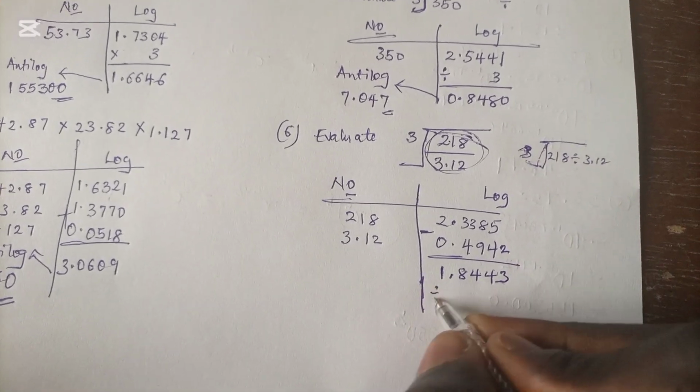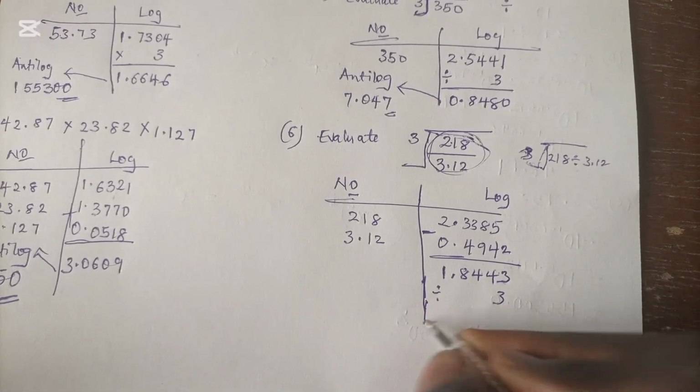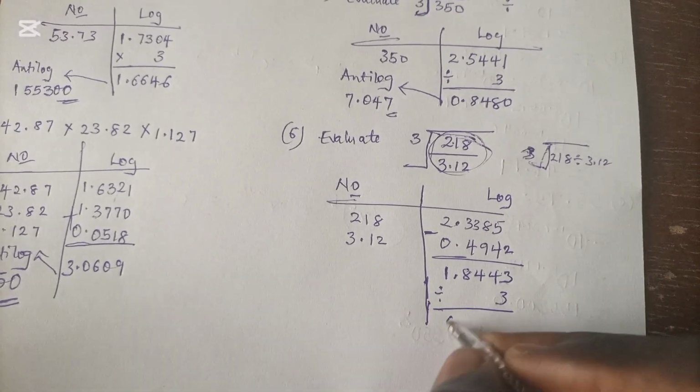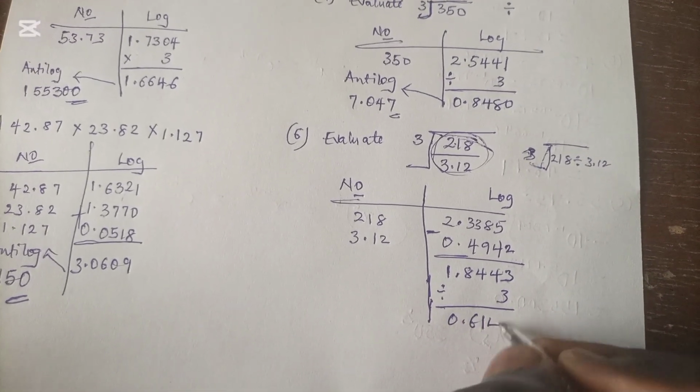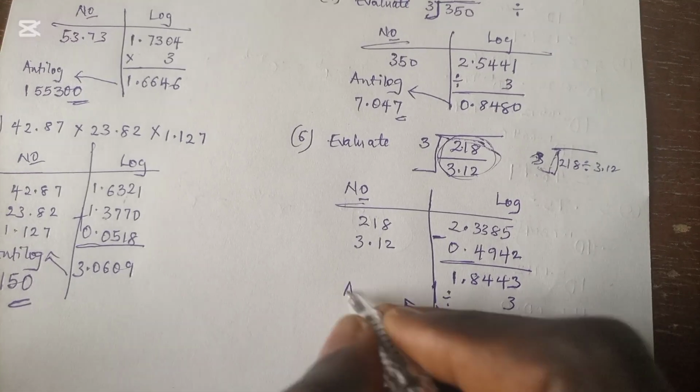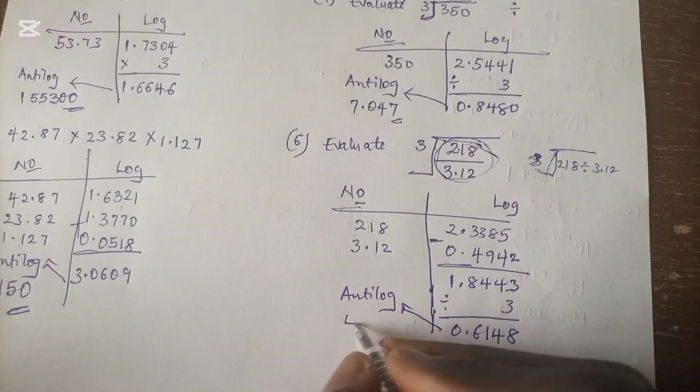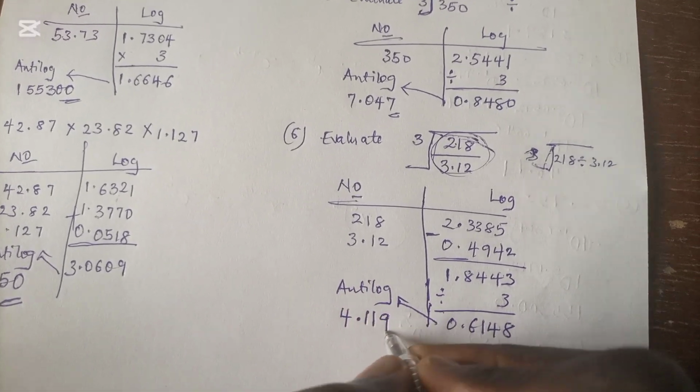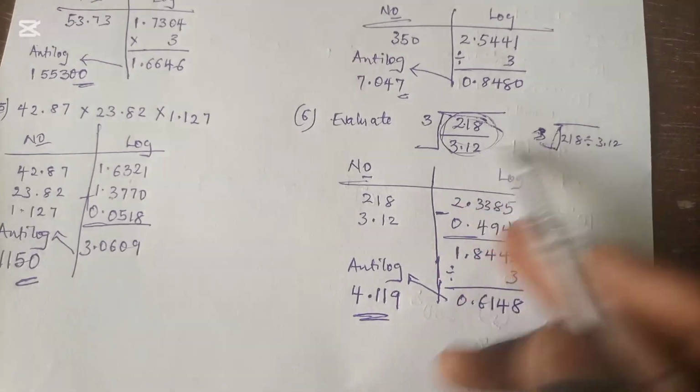So that means our answer will be divided by 3. That will give us 0.6148. Then you find the antilogarithm of this, that will give you 4.119. And that's the final answer. If you want to check it, I'll just press the calculator for this to give you this straight.